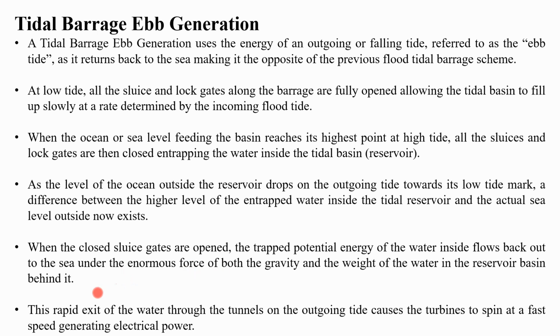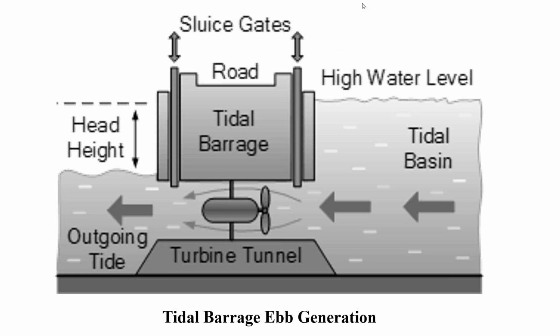running the turbine. This rapid exit of water through the tunnels of the outgoing turbine pipe causes the turbines to spin at a faster speed. This turbine will be coupled to a generator. We'll see these operations now.